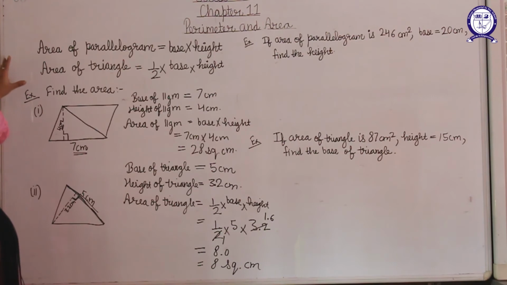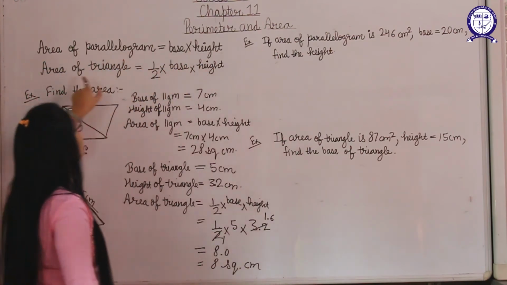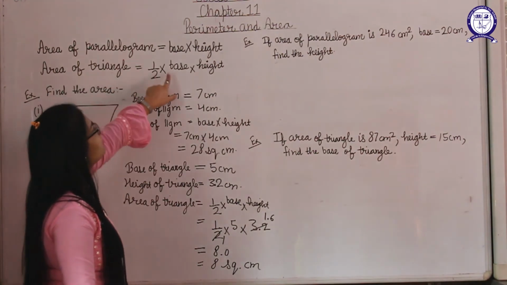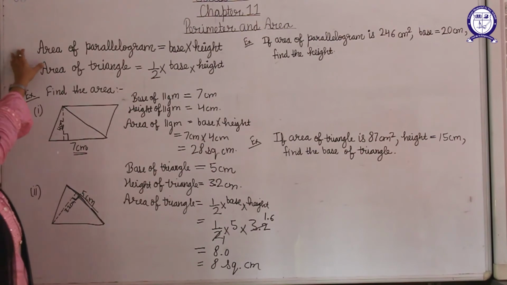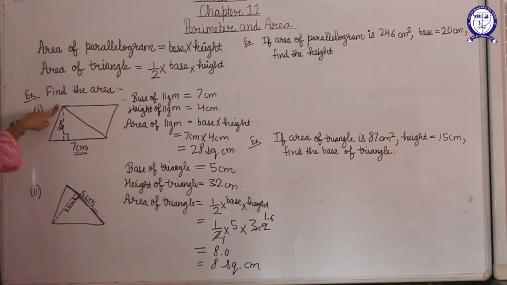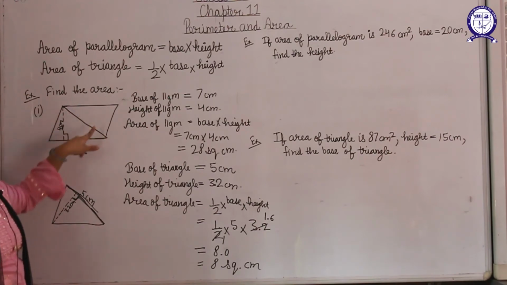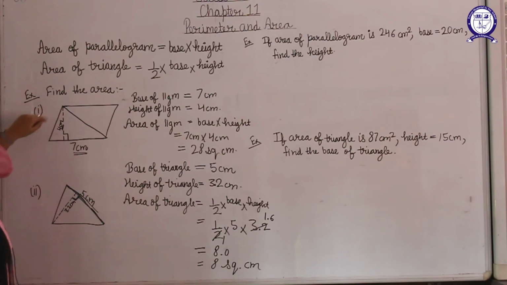Now students, if you observe, the area of a parallelogram was base into height, and the area of a triangle comes out to be half into base into height. By half of the area of the parallelogram is the area of the triangle. If you see, this is the parallelogram given, and if we divide it into two halves, then we are getting one triangle.